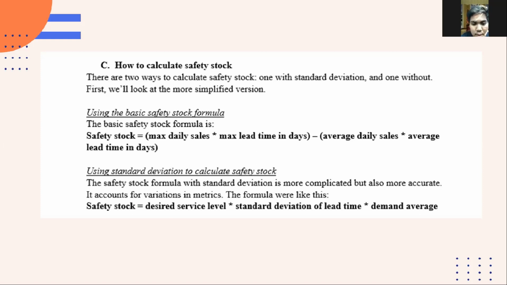And the second one is using standard deviations to calculate safety stock. The safety stock formula with standard deviations is more complicated but also more accurate. It accounts for variability in the metrics. The formula looks like this: safety stock equals desired service level times standard deviation of lead time times average demand.